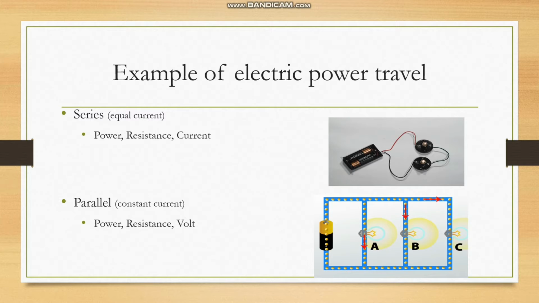In the second example, the parallel, or also known as the constant voltage, has a different process, in which the power is contributed at the same time and flows directly together from different directions, goes to the first bulb, and the same process happens to the second and last bulb.